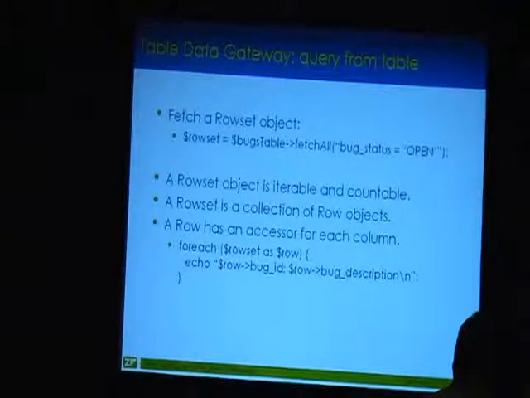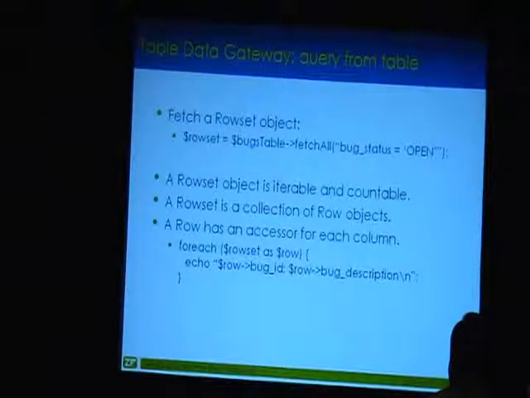Question? So what's the type of the row object? The type of the row object, the class name is Zend_Db_Table_Row. And the row set is also Zend_Db_Table_Rowset.